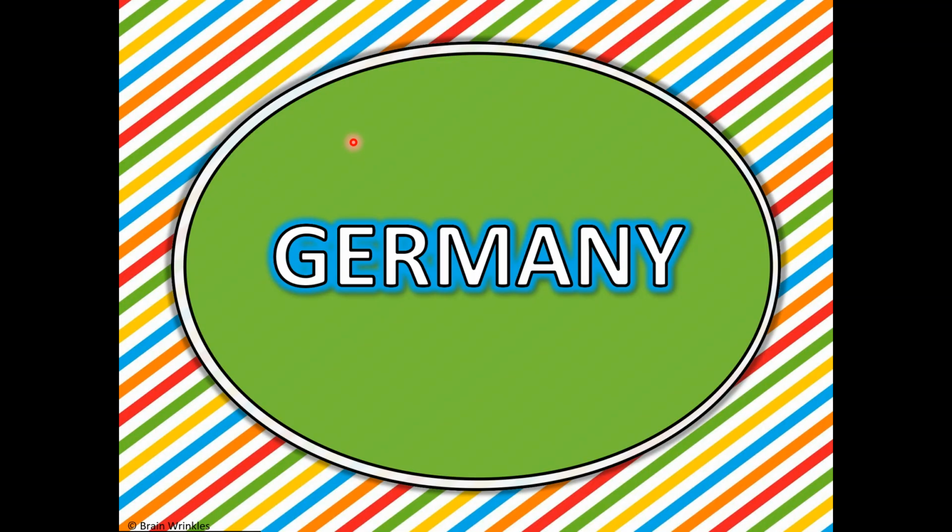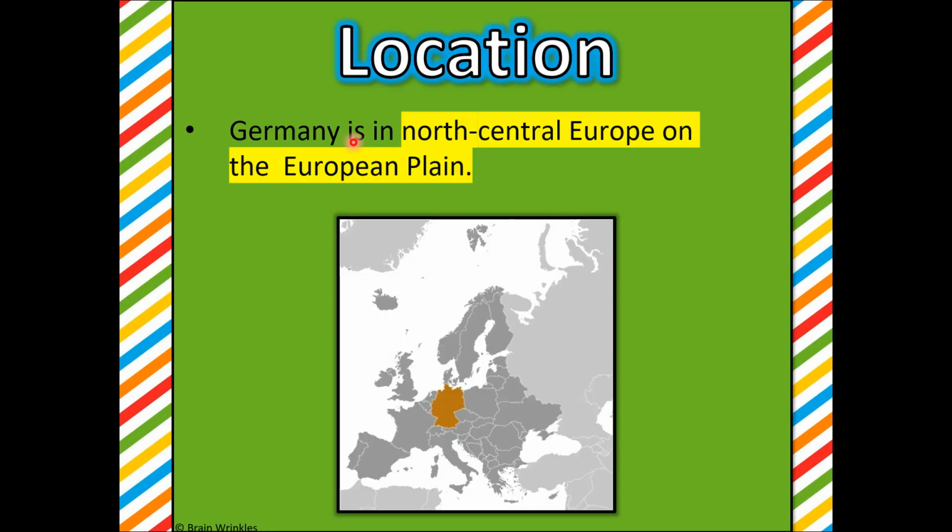Germany. Germany is in north central Europe and it's on the European plain, meaning a lot of the land is going to be arable. And guys, Germany's location makes it very good for trading. As you can see, look at how many countries Germany is connected to. One, two, three, four, five, six, seven, and technically eight.